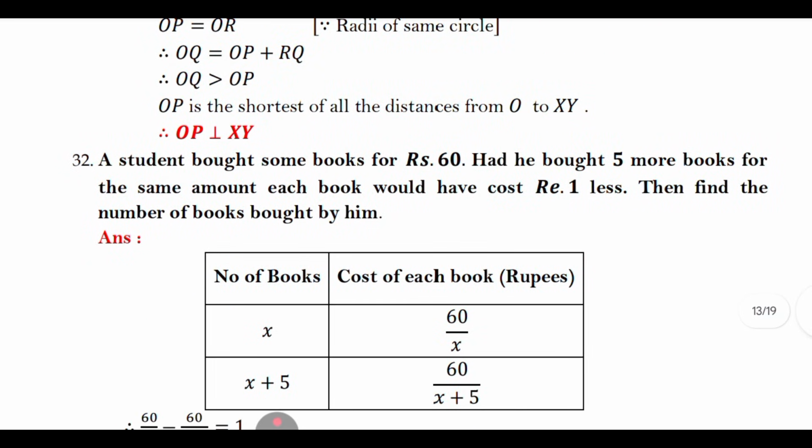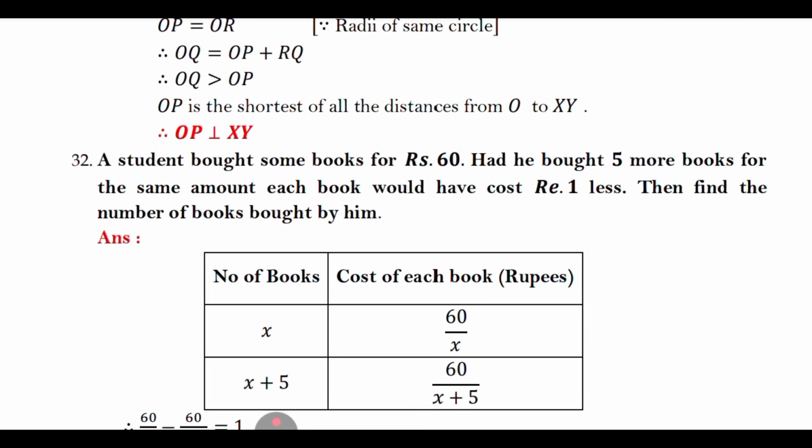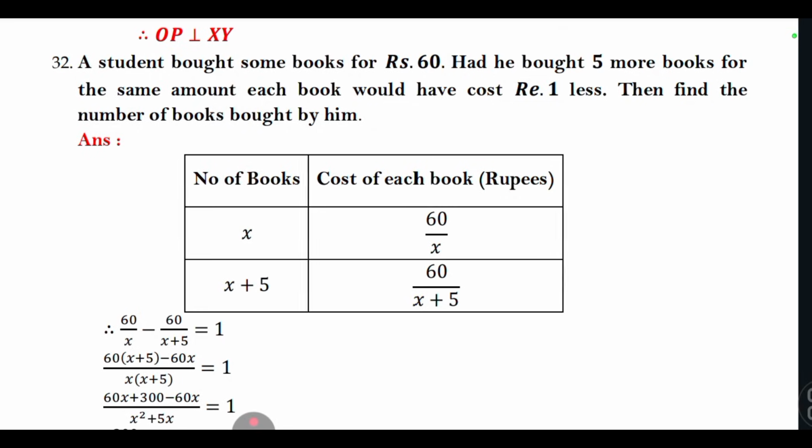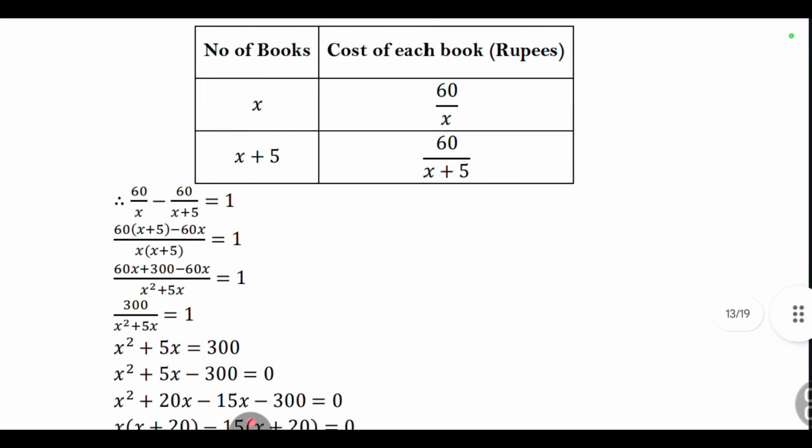So coming to the 32nd question, a student bought some books for rupees 60 and if he bought 5 more books for the same amount, each book would have cost rupees 1 less. Then find the number of books bought by him. So these are the answers to that. This is from the quadratic equations chapter.